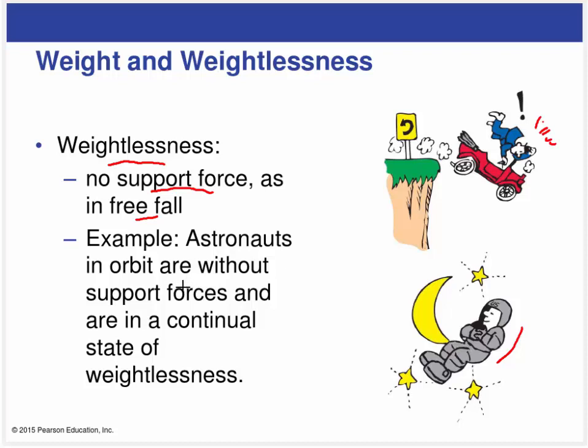Astronauts in orbit, there are some forces on them, right? We still have the Earth sitting over here pulling on this guy. It's just he doesn't have anything to essentially push up against, and he's essentially falling around the Earth constantly like that and constantly missing the Earth. So it's not like there's no force on him, it's just there's nothing for him to support himself on.